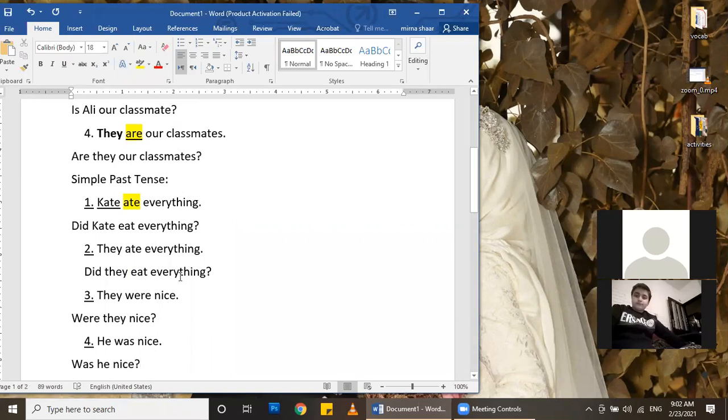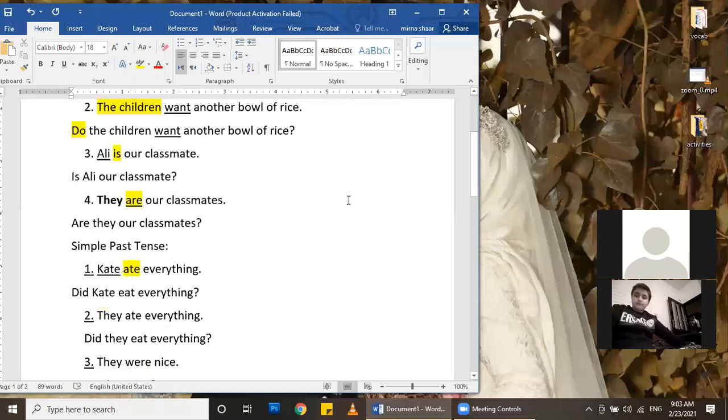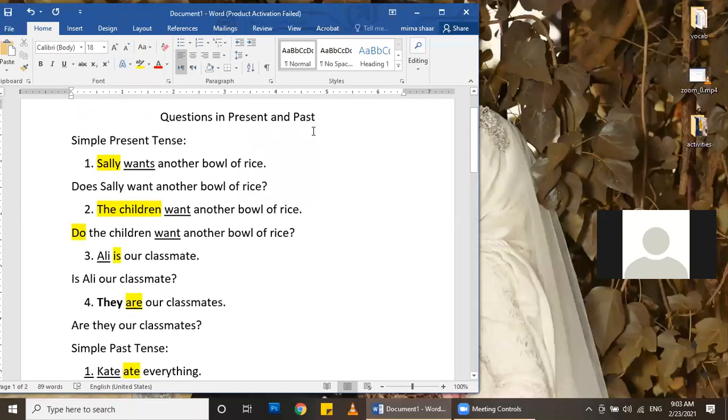So this was a quick revision about our lesson, how to form a question in simple present as well as simple past. Okay, I hope that everything is clear. If you want, we can start doing the exercises on page 53. Please open your workbook on page 53.